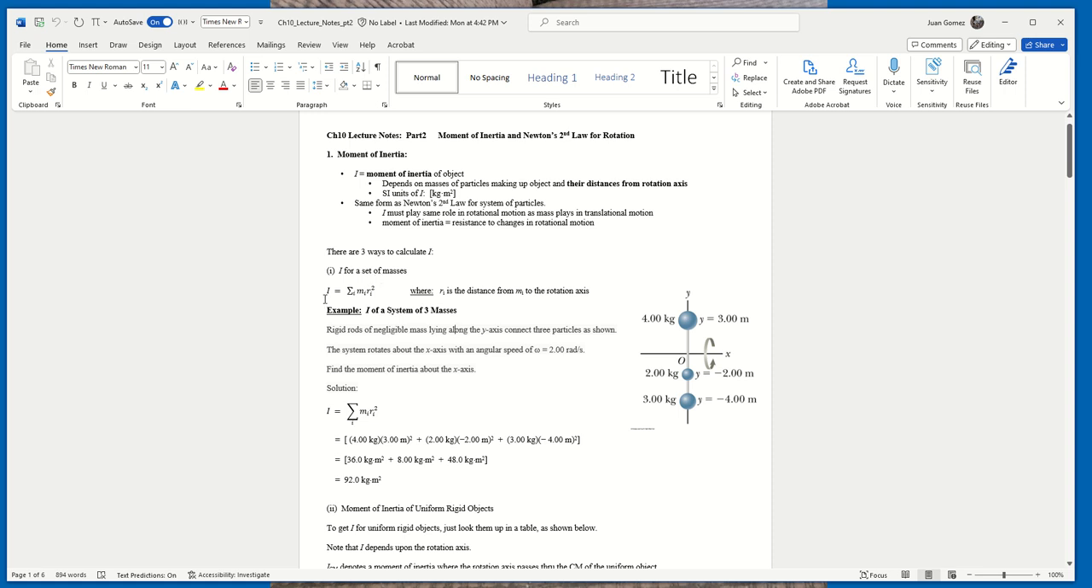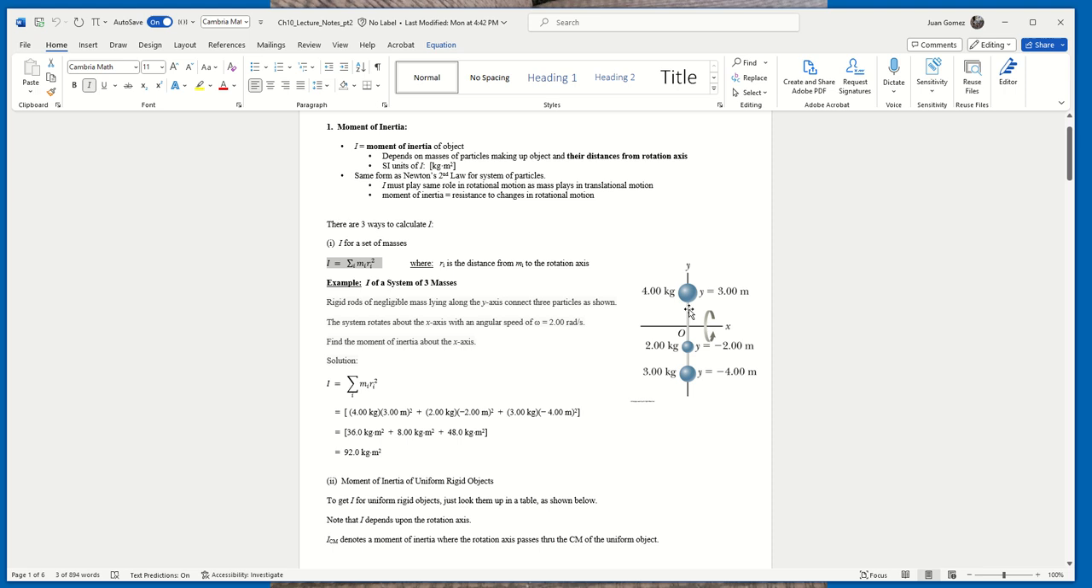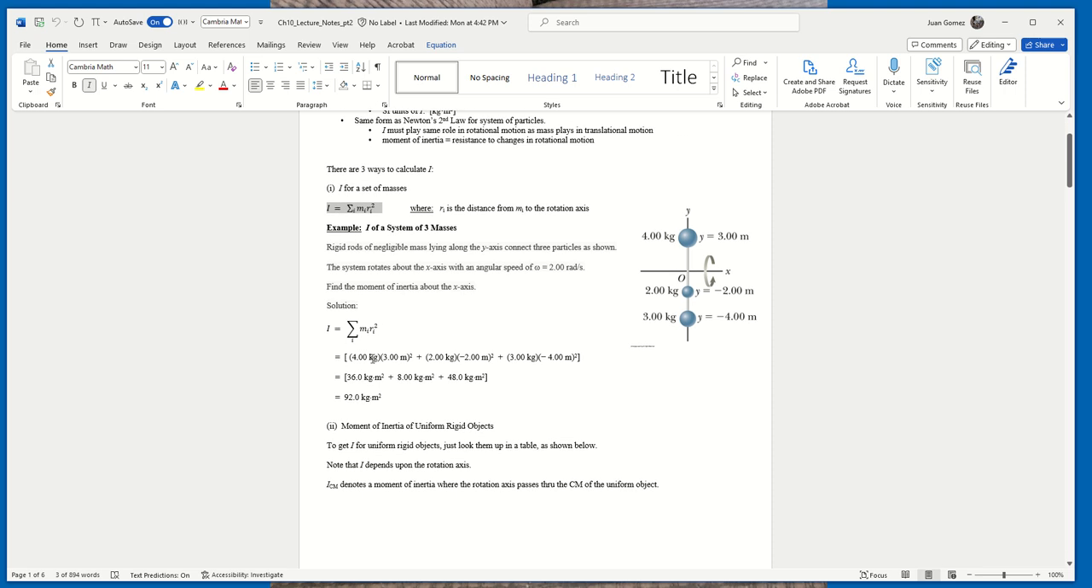So for a set of masses, the moment of inertia of that system is the sum over i of the m_i r_i squared. So I is going to be m_1 r_1 squared plus m_2 r_2 squared plus m_3 r_3 squared. It doesn't matter what order you go in, I'm just going to go top to bottom. m_1 is the 4, m_2 is the 2, m_3 is the 3.